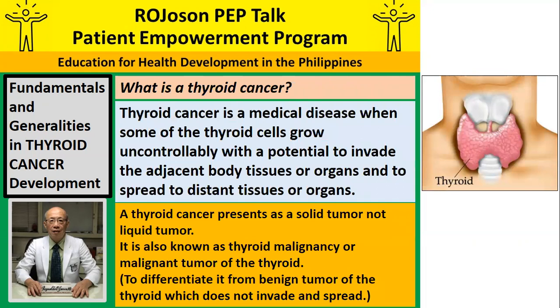Thyroid cancer is a medical disease when some of the thyroid cells grow uncontrollably with a potential to invade the adjacent body tissues or organs and to spread to distant tissues or organs. The thyroid cancer presents as a solid tumor and not as a liquid tumor. It is also known as thyroid malignancy or malignant tumor of the thyroid, to differentiate it from benign tumor of the thyroid, which does not invade or spread. So a benign thyroid tumor, in contrast to malignant tumor, is one that does not invade or spread.